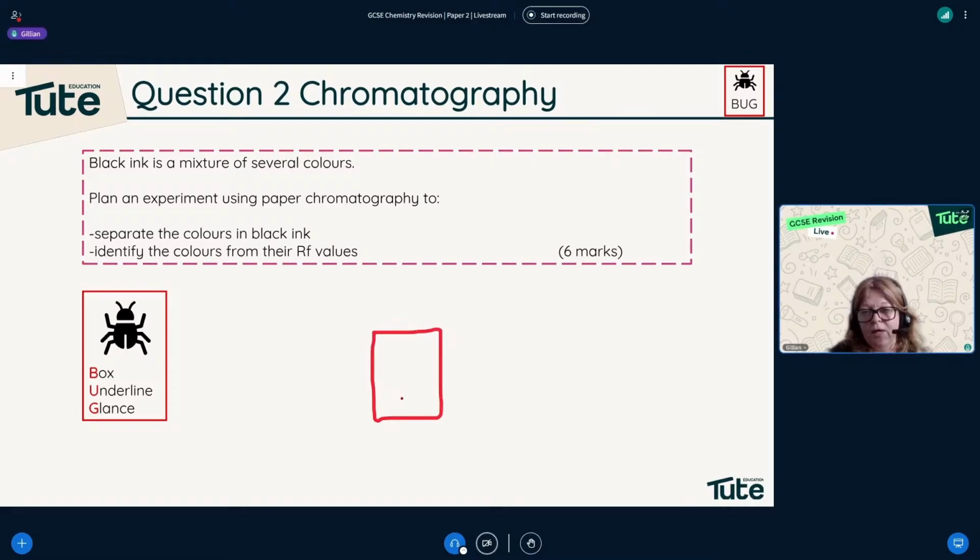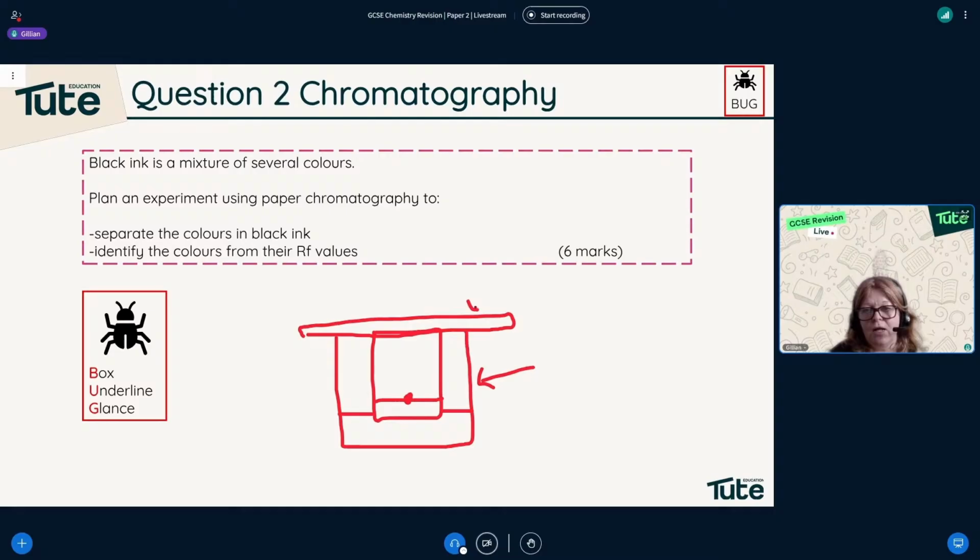I'm going to have my baseline drawing pencil. I'm going to have my black ink. Okay. I'm going to secure my chromatography paper. I'm going to wrap it around a wooden splint. There we go. And I'm going to then place that in a glass beaker, which will contain a small amount of the solvent, which is water, making sure that it is below the baseline.